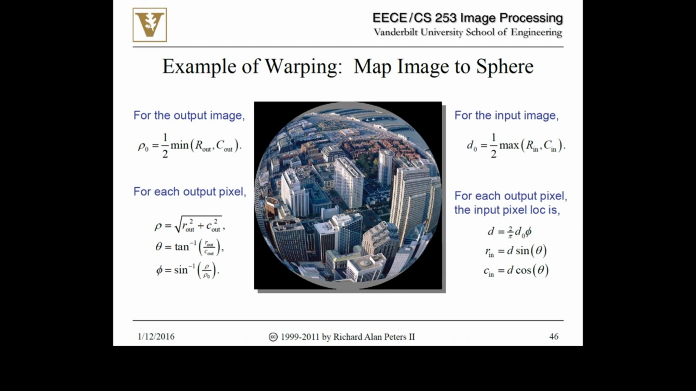Now I need to transform to know where this point is coming from in the input. I will compute D, that is D zero, which is something fixed, times phi, but phi is something that depends on every point. So now I have D, and then I evaluate the input at the location D sine theta, D cosine theta. But theta also depends on every point.